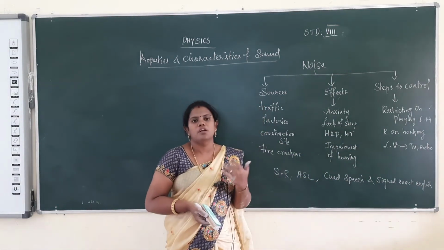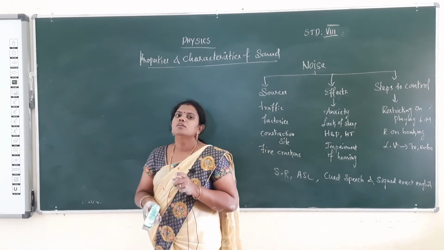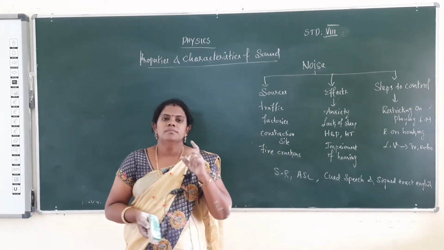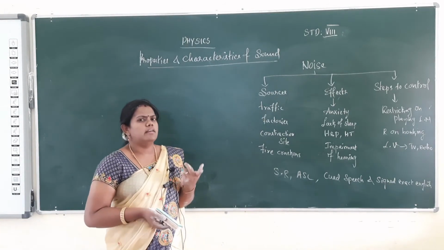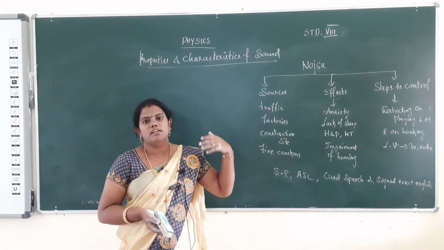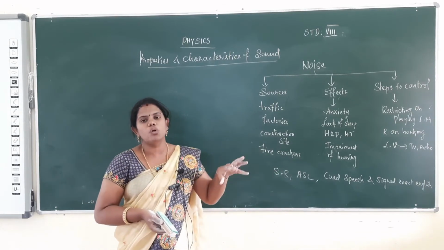What are the ways to control noise pollution? Definitely the government will restrict rules to play loud music and honking of automobiles, and factories will always be situated away from the residential area. All of this is to control the noise pollution.